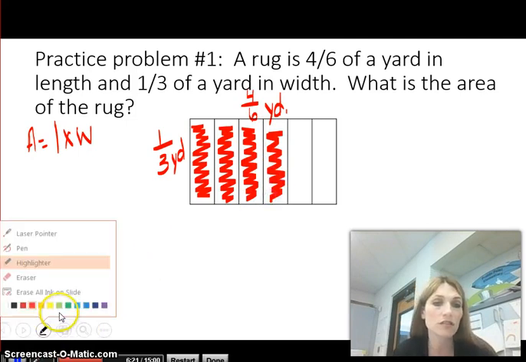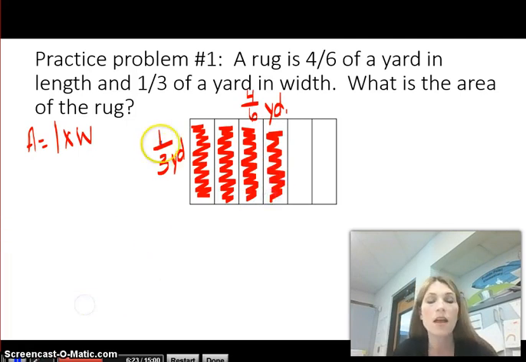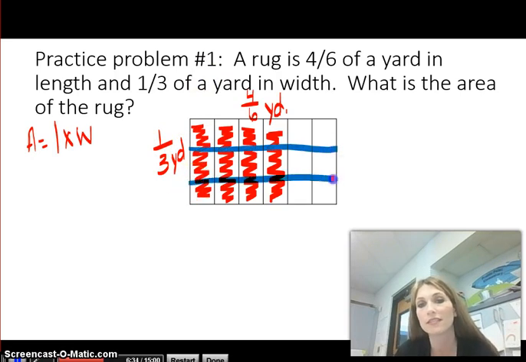Let's change colors. And now I've got to divide this into 3 equal pieces to show my 1 yard. Do my best. Okay, so now I've got to color in 1 of my 3 equal pieces. So I'm going to do that blue.